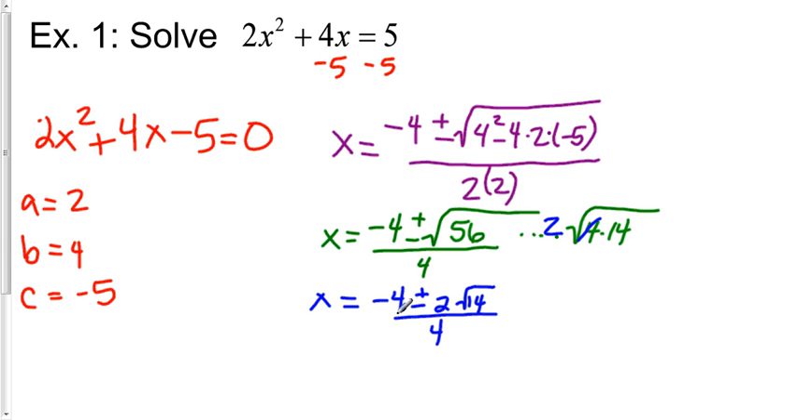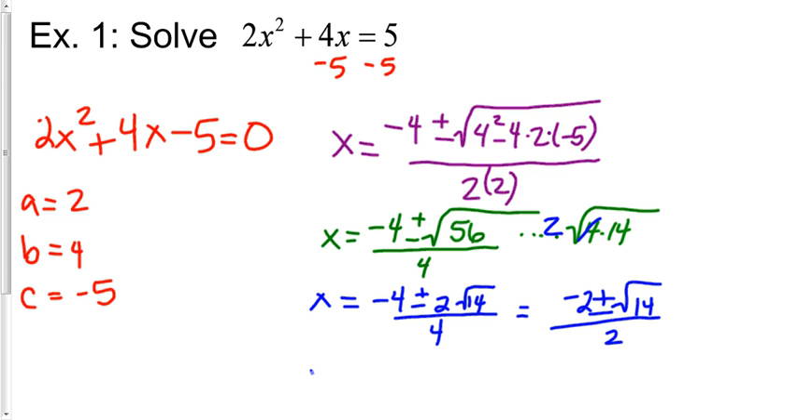Now if you wanted to leave it like this, that'd be just fine, but we can reduce this fraction. 4 is our denominator here, and 4 goes into 4 once, and I can reduce 2 over 4 into 1 over 2. So the best answer would be x equals, now I'm going to reduce each of these, so I get negative 2 plus or minus the square root of 14 over 2. I reduced each of them by 2, and that's what we have.